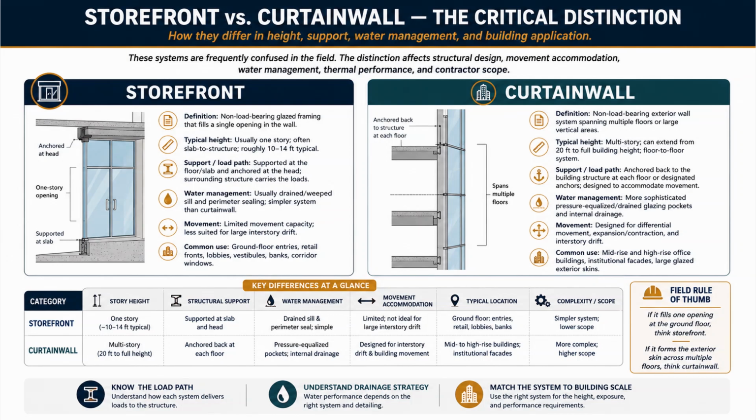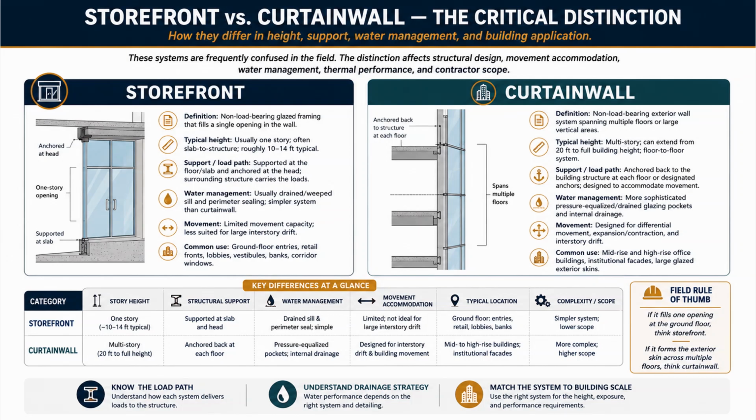Water management. A more sophisticated pressure-equalized and drained glazing pocket system with internal drainage. Movement. Specifically designed for differential movement, expansion and contraction, and inter-story drift. Common use. Mid-rise and high-rise office buildings, institutional facades, large glazed exterior skins. Picture the full glass skin of an office tower. That's curtain wall. The table at the bottom lines them up side by side.